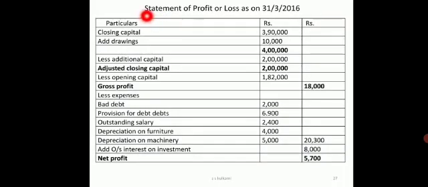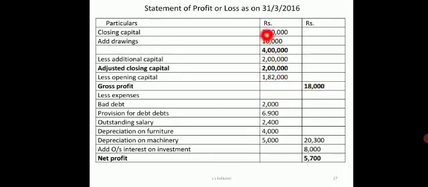Now the next one is the preparation of the statement of profit or loss. Whenever the statement of profit or loss is prepared, we always start with the closing capital as our base. So our closing capital is 3,90,000. Now drawings made during the year, that is adjustment number 1, is 10,000. So 3,90,000 plus 10,000 together gives me 4 lakhs. Now out of this 4 lakhs, there was additional capital introduced by Sonia, which was around 2 lakhs. So from 4 lakhs, I have to minus 2 lakhs. Now I get my adjusted closing capital, which amounts to 2 lakhs. If my closing capital is 2 lakhs and my opening capital is 1,82,000, the difference will give me my gross profit or loss.